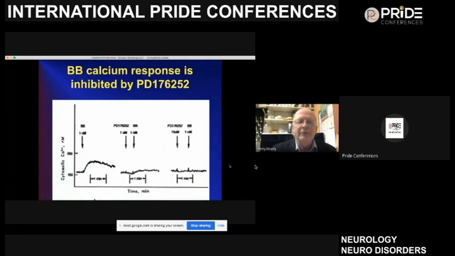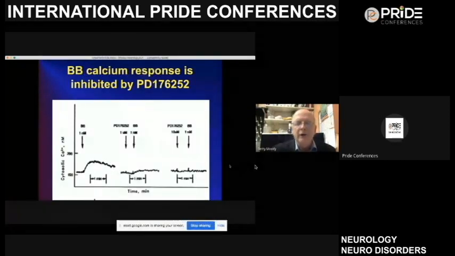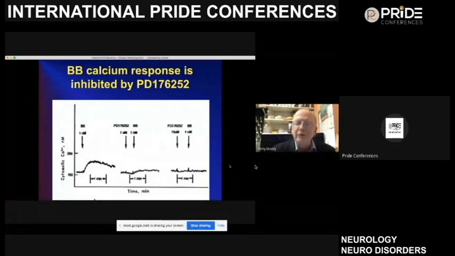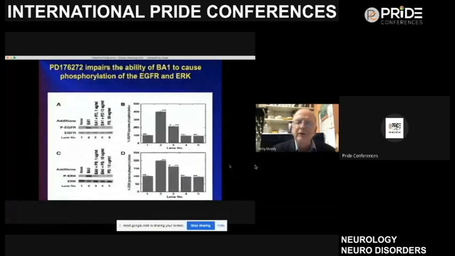And the BB2 receptor causes phosphatidylinositol turnover after it interacts with bombesin. You see that with bombesin in the non-small cell lung cancer, calcium goes up within seconds. At PD-176-252, and those dependent matter blocks the receptor, so that when you add bombesin, there's no increase in cytosolic calcium.